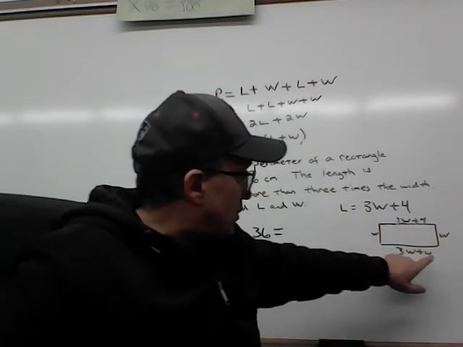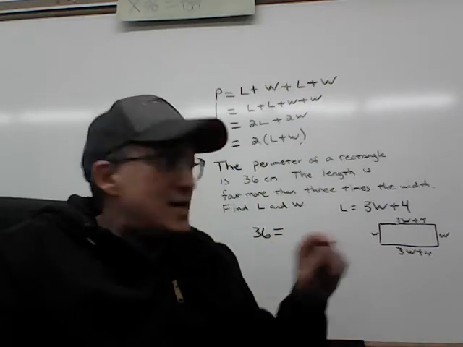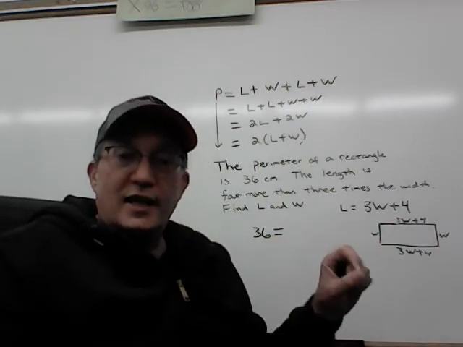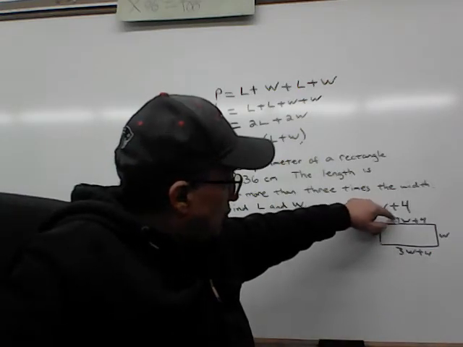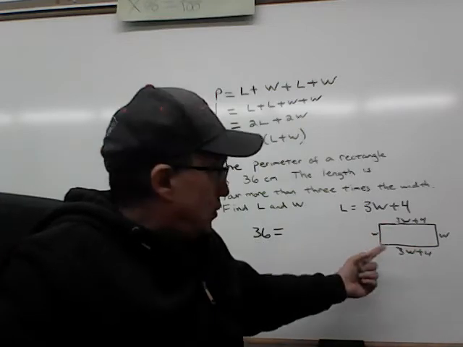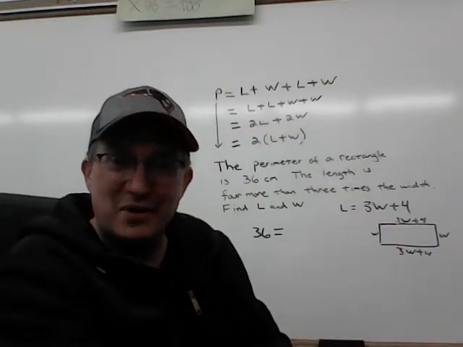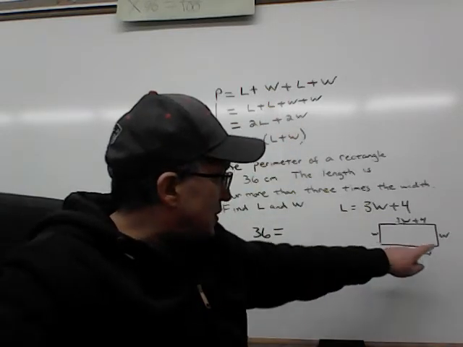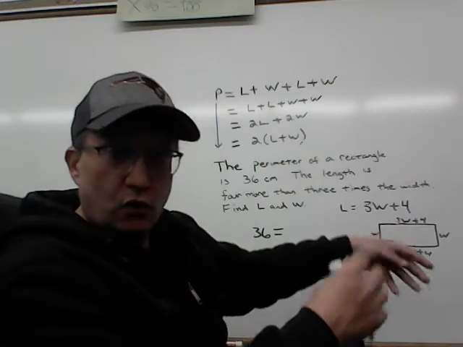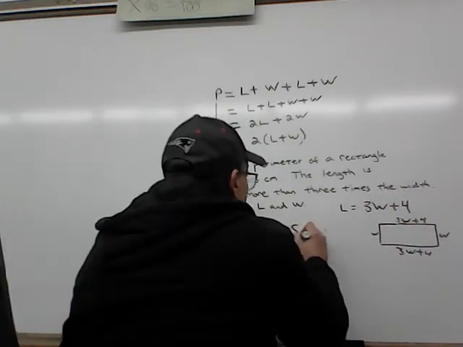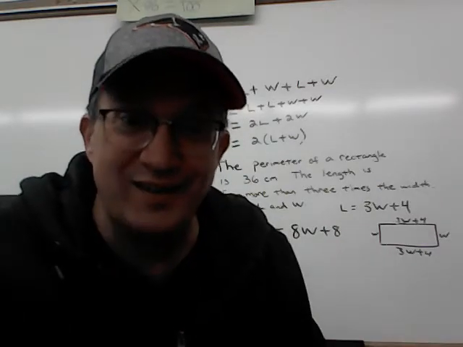3W plus W plus 3W plus W. You should know by now, you should be able to mentally add those 4 sides and get 8W plus 8, right? Maybe this way, 3W plus 3W is 6W. And then W plus W is 2W. 6W plus 2W, 8W, right? 3W plus W plus 3W plus W is 8W. Plus the 4 plus 4 is 8. So 8W plus 8. Hello, old friend.